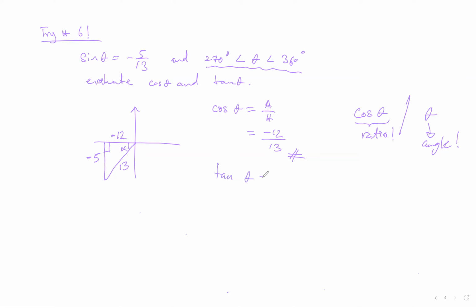Don't go and solve for theta, which is what most students will do. Tangent is O over A. O is this one, your A is here. So it's 5 over 12, because the negatives will cancel each other out. Okay, so that's it.